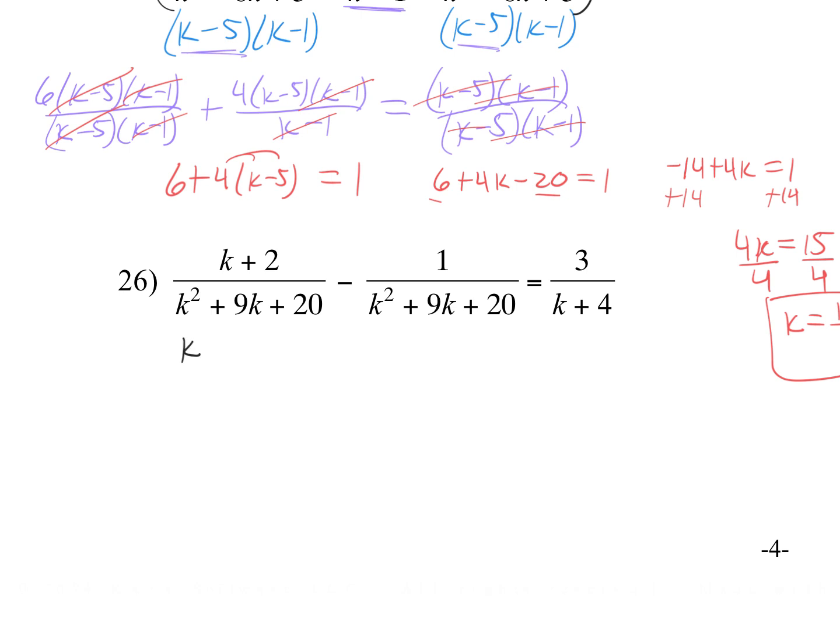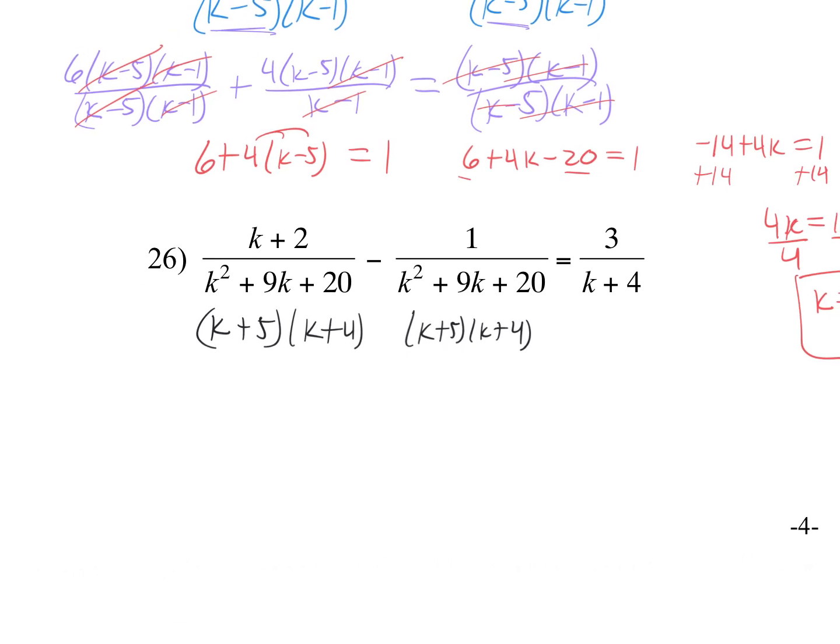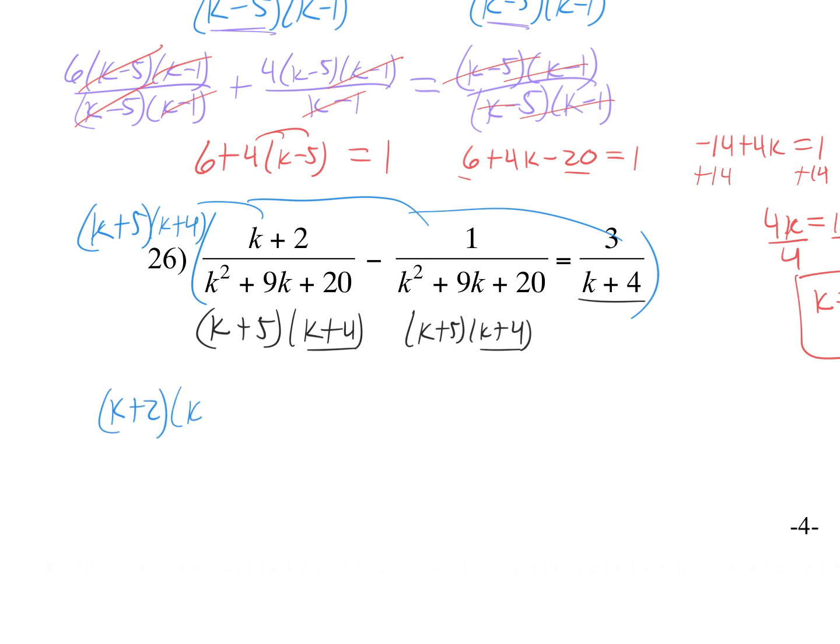So let's factor the denominator. Just like before, what multiplies to 20 and adds to 9 is going to be k plus 5, k plus 4. All right, k plus 5, and then k plus 4. This k plus 4 is accounted for by these other two factors. So let's multiply this entire equation by k plus 5 and k plus 4, sorry. So then we get k plus 2, k plus 5, k plus 4.